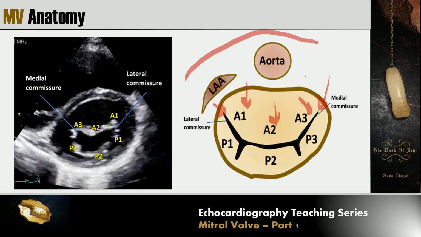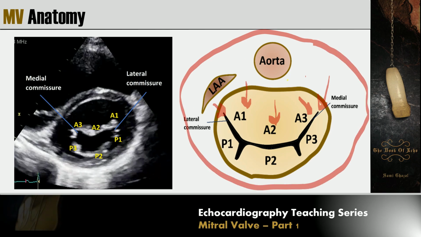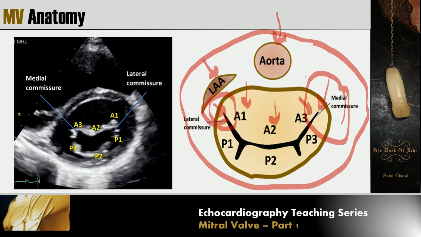Now this view, we call it the surgeon's view. It's the same view that the surgeon sees when he opens the left atrium. So the surgeon's view is from the left atrial perspective. This is the left atrial appendage, which also indicates the lateral side of the mitral valve. The aorta will be oriented at 12 o'clock, and this part here on the right will be the medial.